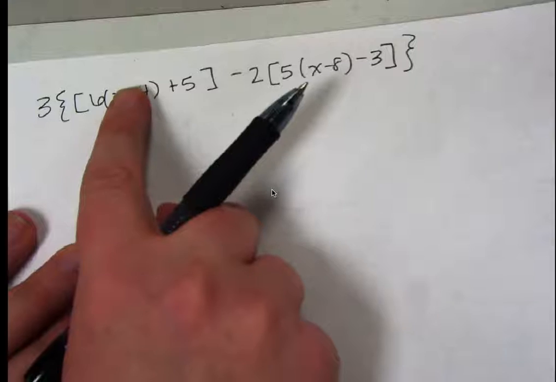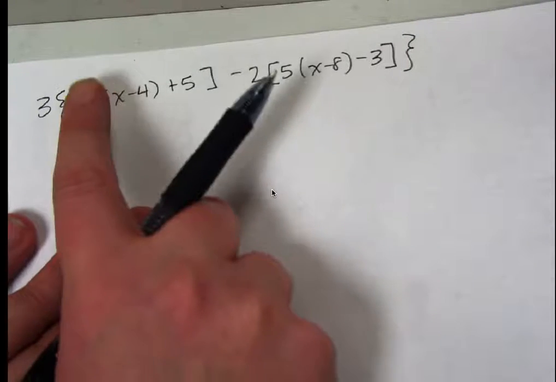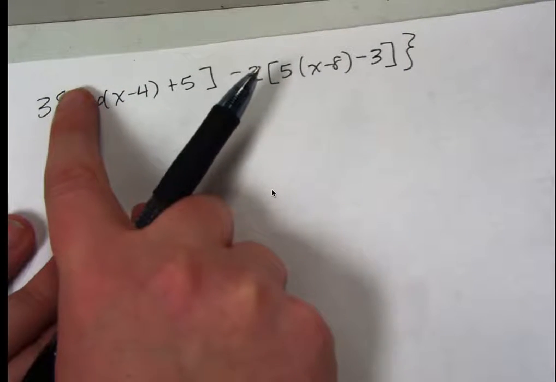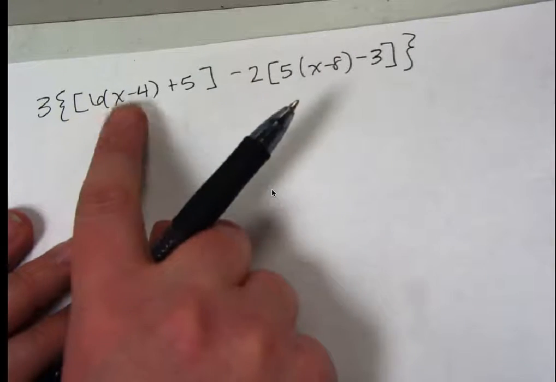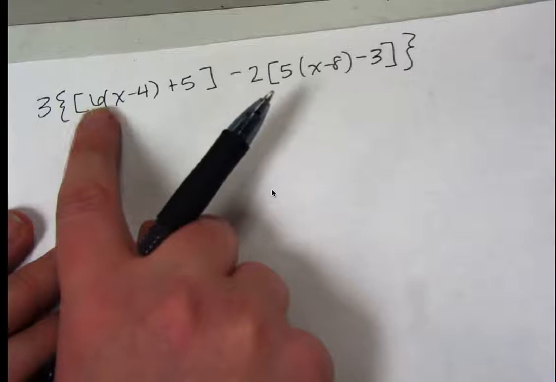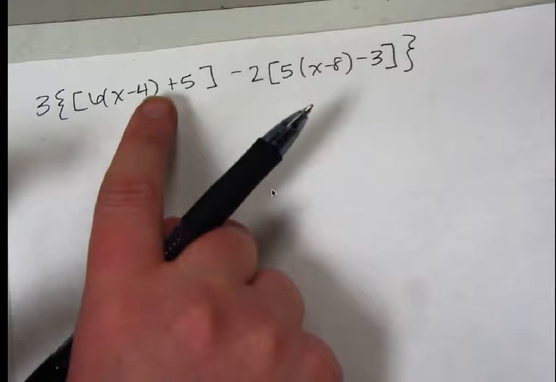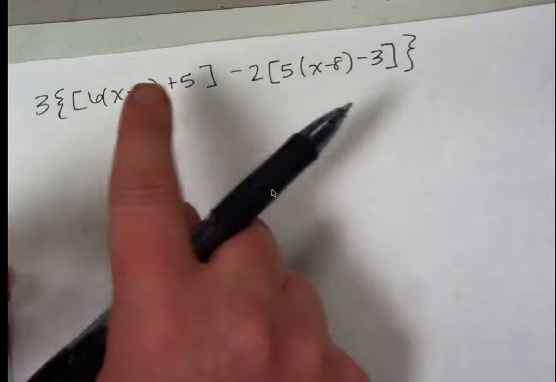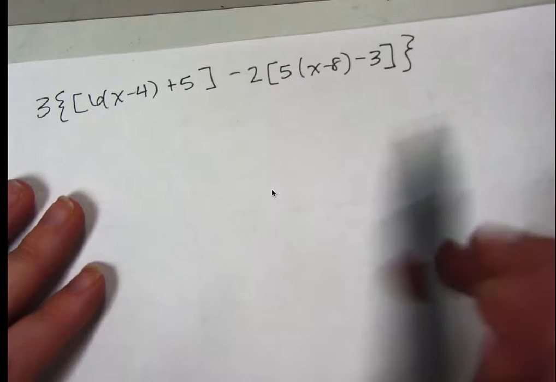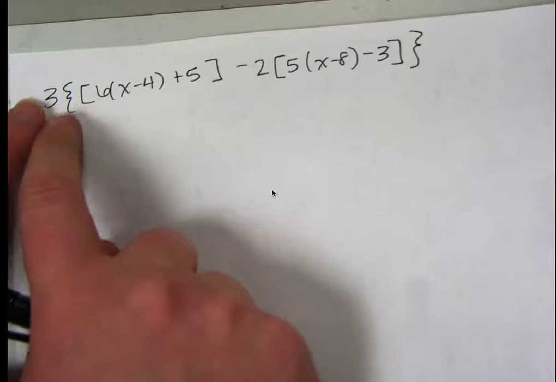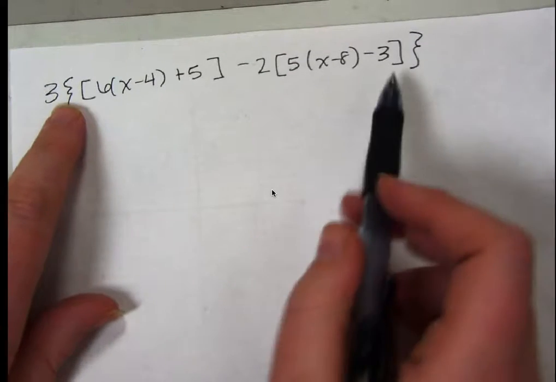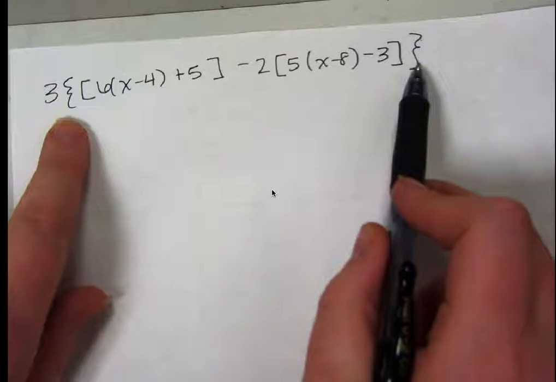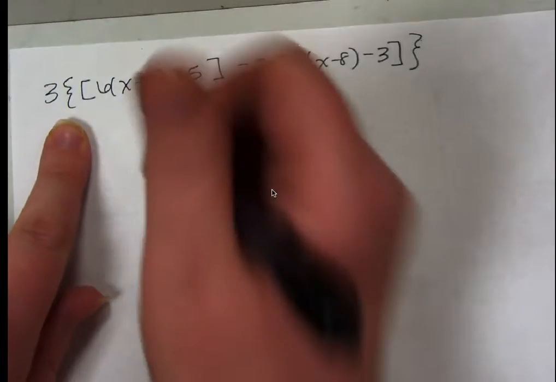Okay. Notice how they're using parentheses, brackets, and curly braces. The reason they're doing that is because if they were using all of the same grouping symbol, it would be hard to differentiate which groups go with what. So the idea is you start with the inside and you work your way out. We have this outer set of curly braces. I'm going to do that last.